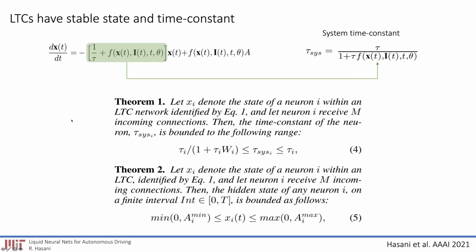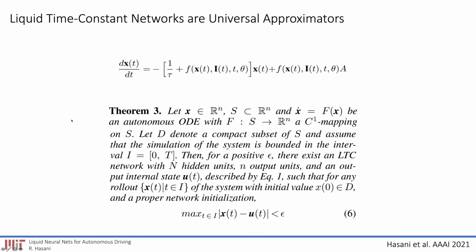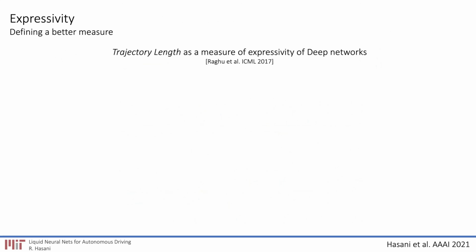We also showed that this ODE representation is a universal approximator. So basically, you can use it in theory for any type of sequential or non-sequential data processing task. We also looked much deeper into the expressivity of these networks. For example, for understanding how expressive a deep neural network is, there's a method called trajectory lengths.